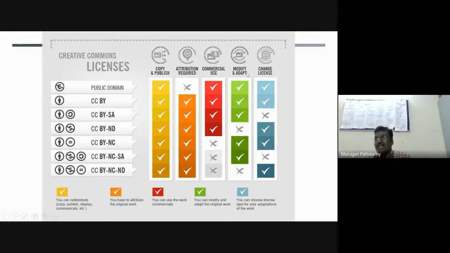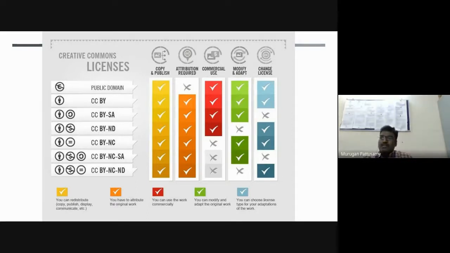Then you have modify and adapt. Modify and adapt is nothing but whether I have the liberty to modify the content that is coming under this particular license, whether I can readapt or repurpose that particular paper according to my convenience and so on. Then you have another criterion called changing the license. Changing the license means, for example, now I got some resource from a public domain license. I got another resource that is coming in a CC BY license. Now by integrating both the licenses, could I change the license or not? Yes, that is possible in the case of merging or integrating public domain content with CC BY share alike content, but not with other content. So that is nothing but changing the license.